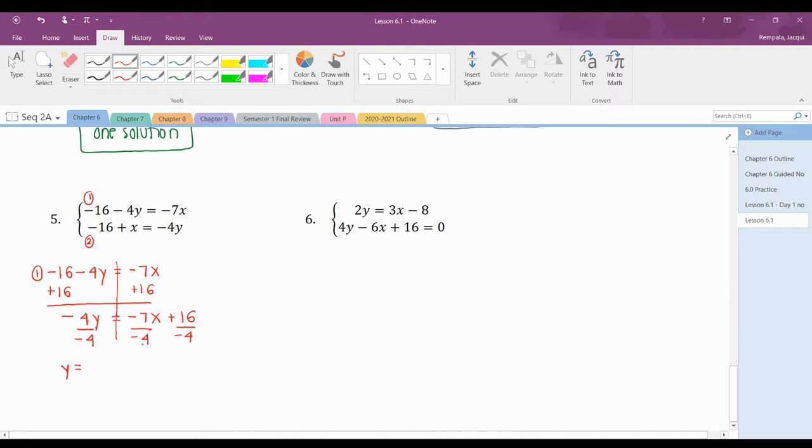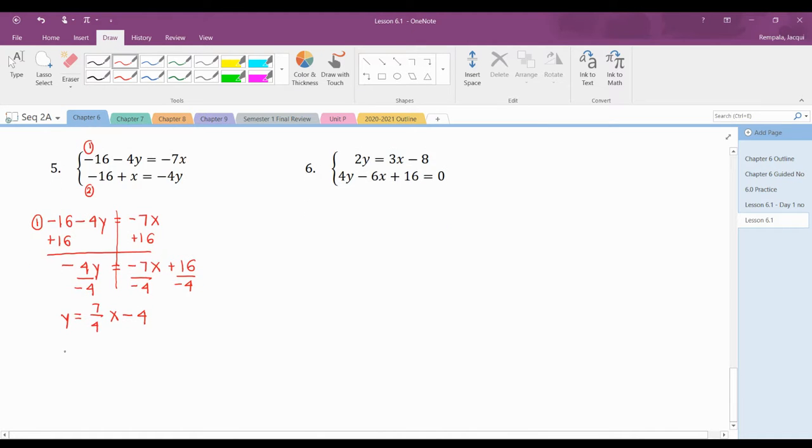Because 7 divided by 4 won't get me a nice number, but I can divide a negative divided by a negative, that fraction actually then becomes positive. And then 16 divided by negative 4 would be negative 4. So in this equation, notice that my slope is what's connected to x, so that's 7 over 4. My y-intercept would be then that 0, negative 4.